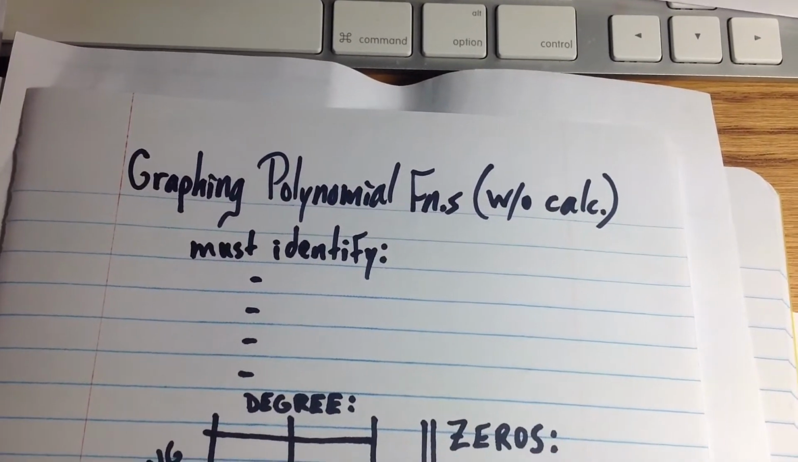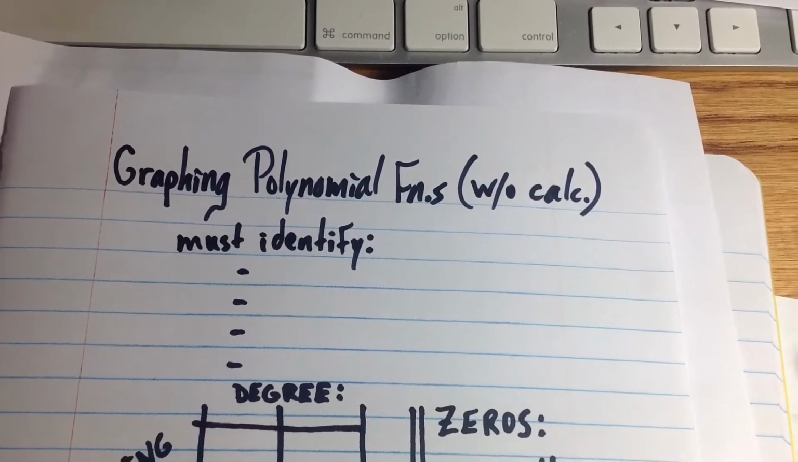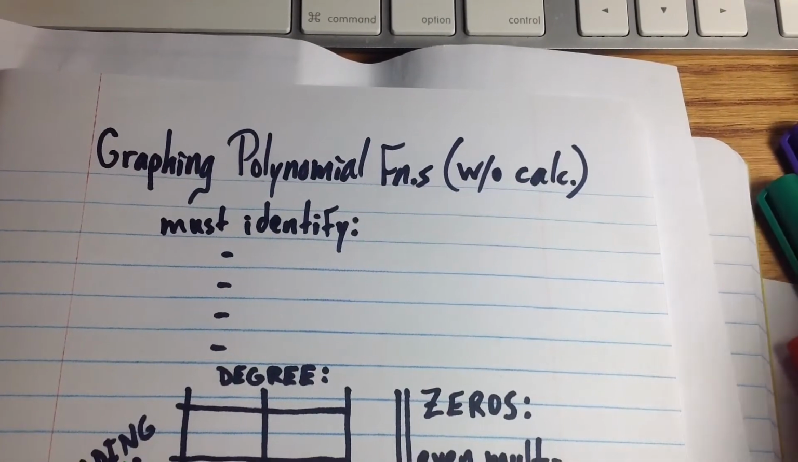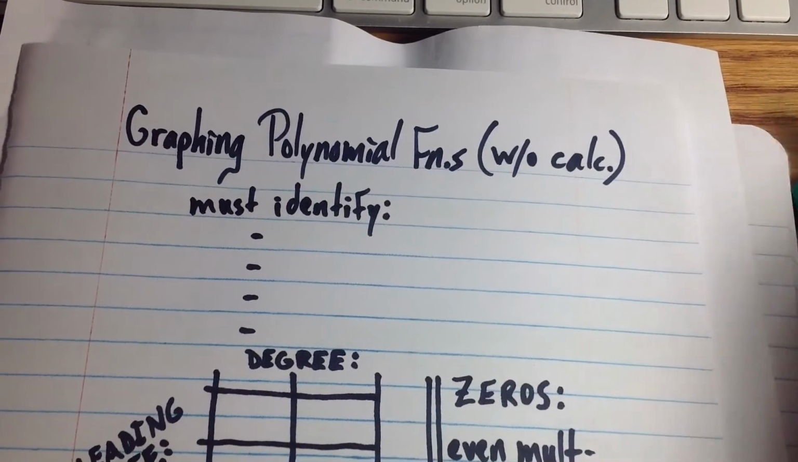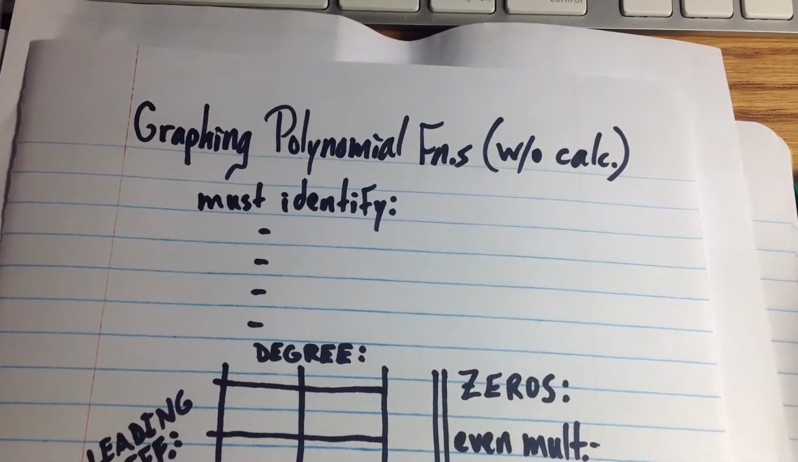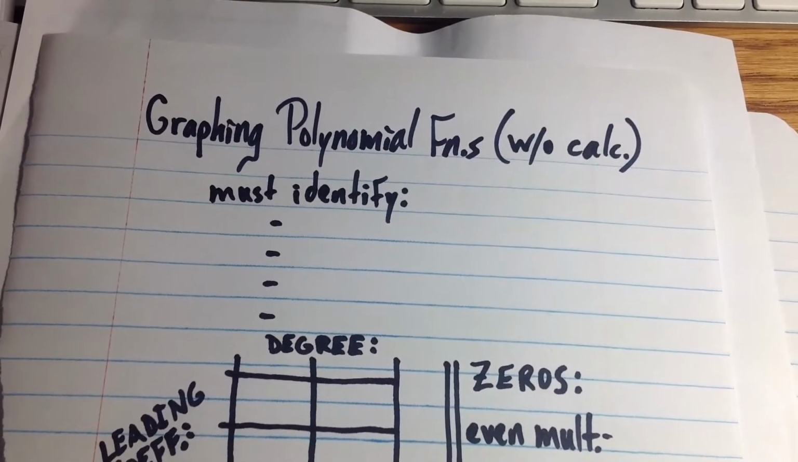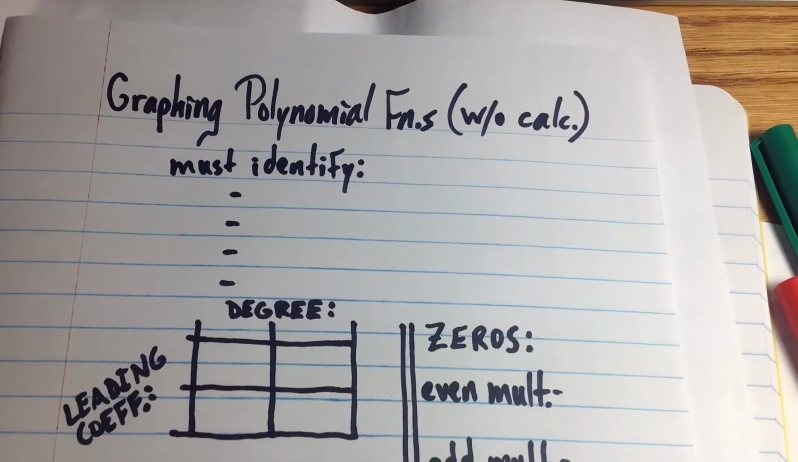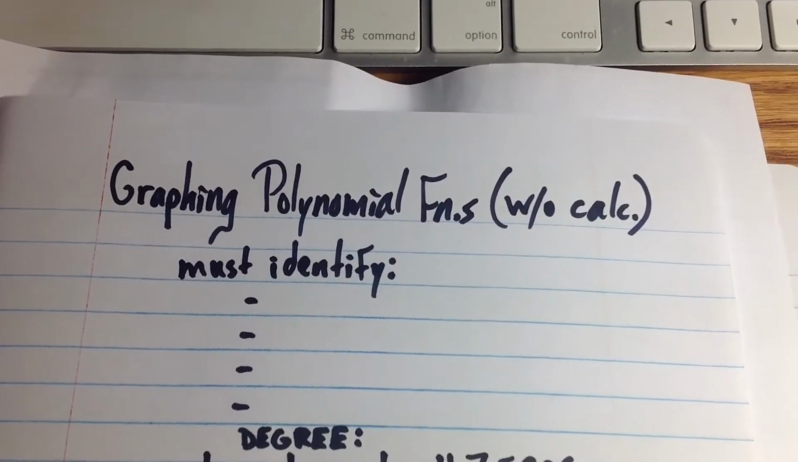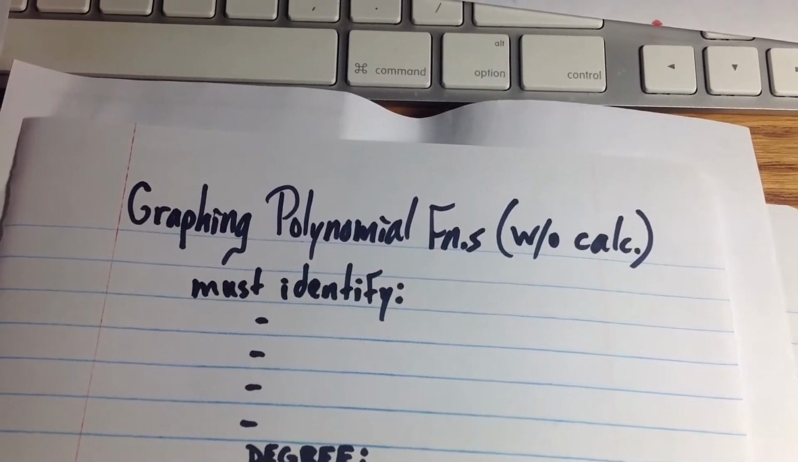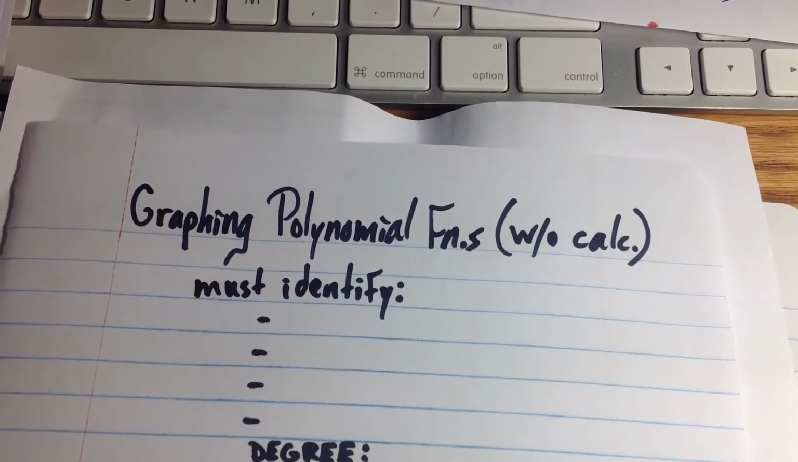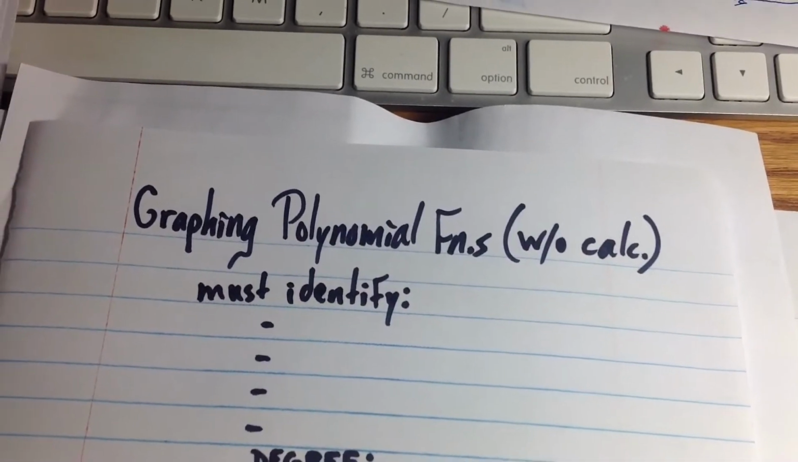Alright, you have a worksheet in your week 3 packet which is on graphing polynomial functions without a calculator and getting a decent sketch of those graphs. So to be able to do that, you need to be able to identify and apply certain characteristics of the equations of the functions that you see. And it's really 4 of them, and all but one you already know about.